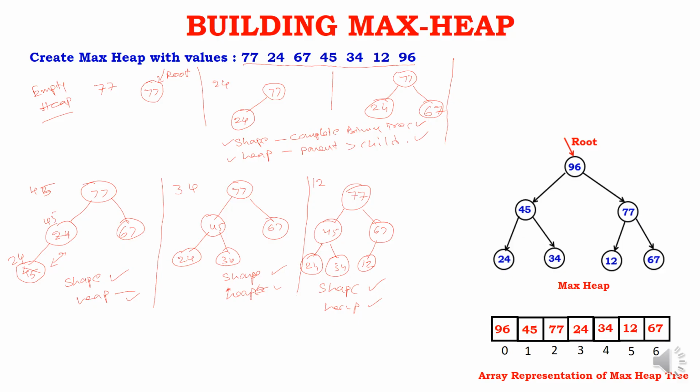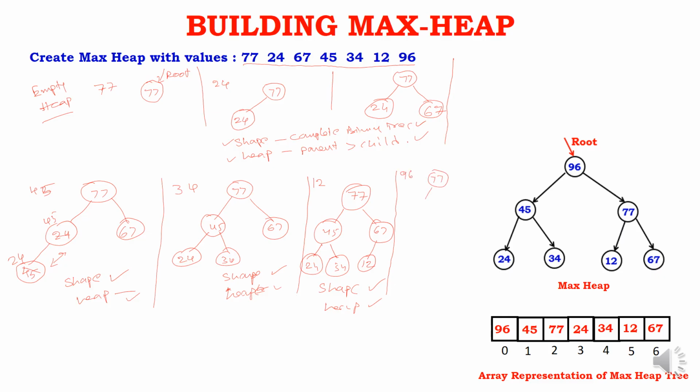77 is greater than 45. 77 is greater than 67. 45 is greater than 24. 45 is greater than 34. 67 is greater than 12. Yes. So two properties satisfied. Next insert one more element. Then 96 to be inserted.